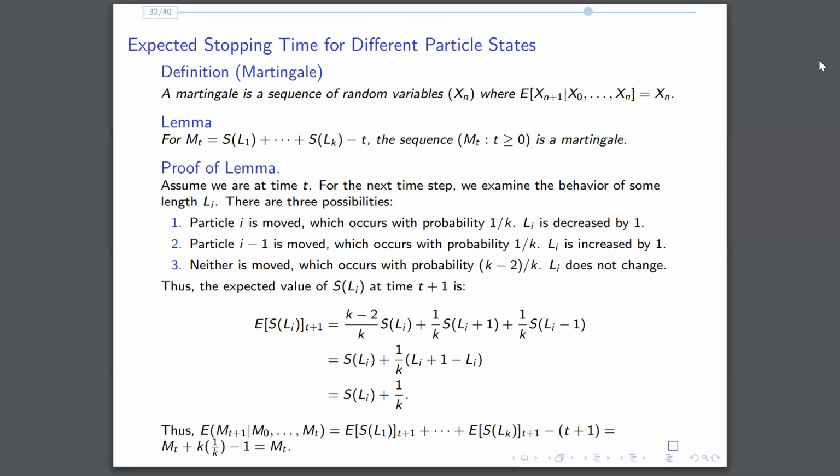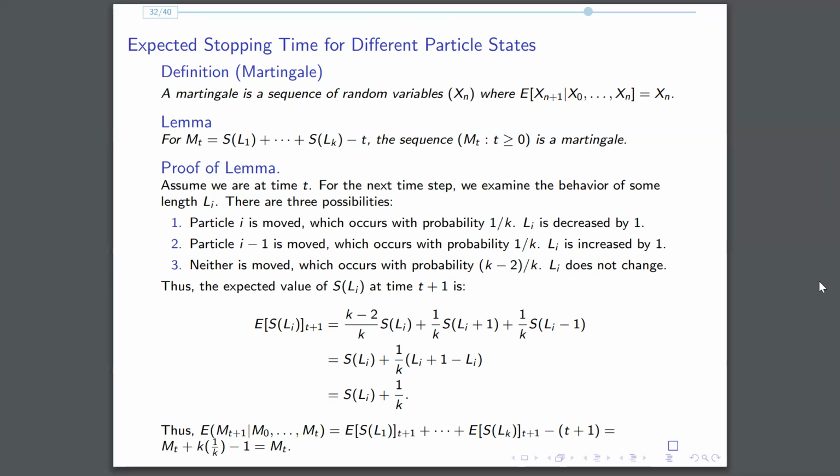Assume we are at a time t. For the next time step, we examine the behavior of some length Li. Note that there are three possibilities. First, particle i is moved, which occurs with probability 1 over k. Here, Li is decreased by 1. If particle i minus 1 is moved, which occurs with probability 1 over k, Li is increased by 1. And if another particle other than these two moved, in other words, particle i and particle i minus 1 are not moved, which occurs with probability k minus 2 over k, Li does not change at all.